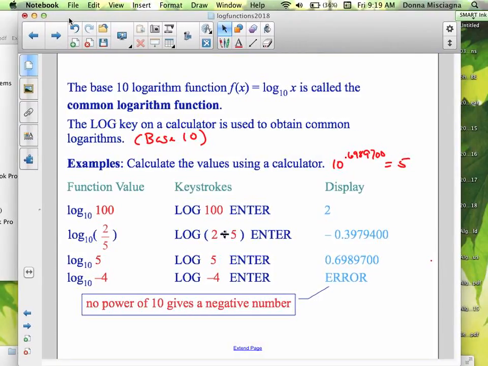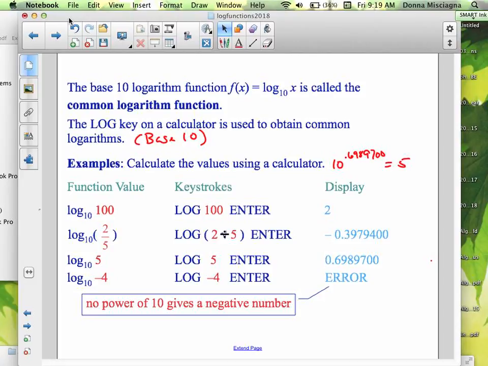All right, so base 10 logarithm, log base 10 of x, is called the common logarithm. If you look at your calculator and you see a key that says log, that is for base 10. And the log key on the calculator is used to obtain those common logarithms.